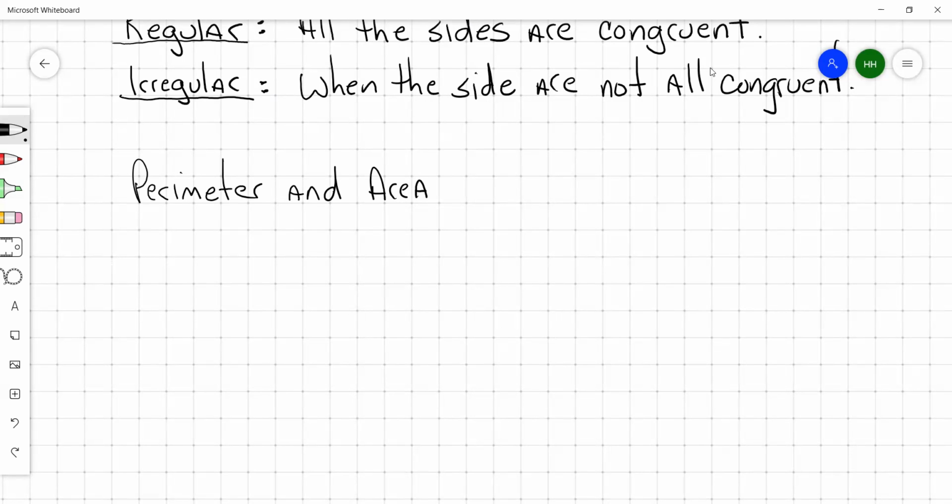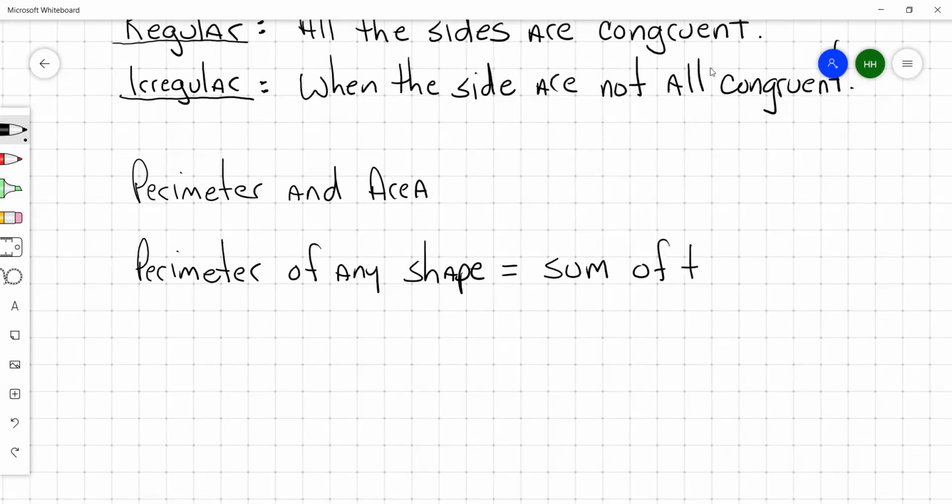Now, the perimeter of any shape is equal to the sum of the sides. The sum of the sides, that means add the side lengths together. I hope you know that already. Perimeter, add up the side lengths.